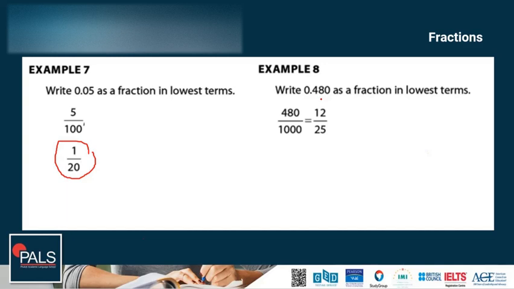Example 8. Write 0.480 as a fraction in lowest terms. What is the place value of 0? The place value of the third digit after the decimal is thousands. So the denominator is 1000. So 480 over 1000 is equal to, when you simplify, 12 over 25.